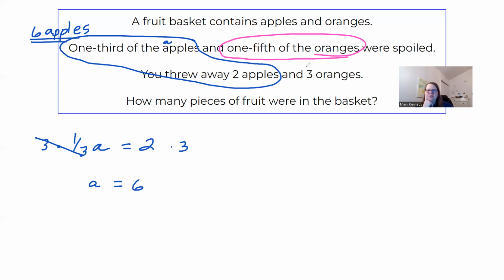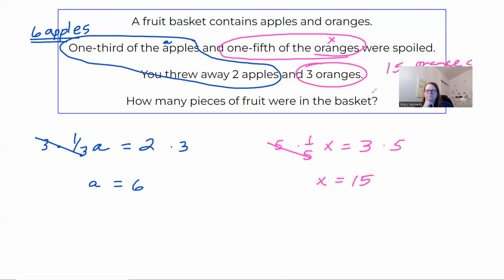Okay, now let's look at the oranges. 1/5 of the oranges, and that's 3 of them. So 1/5, we'll call the oranges X. 1/5 of X is 3. Multiply both sides by 5, so that I have 1x. 3 times 5 is 15. So there were 15 oranges to begin with.